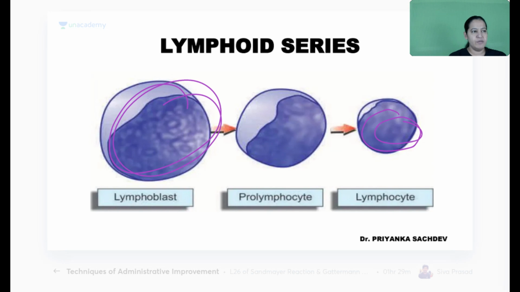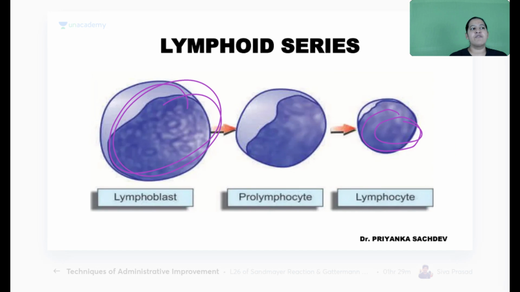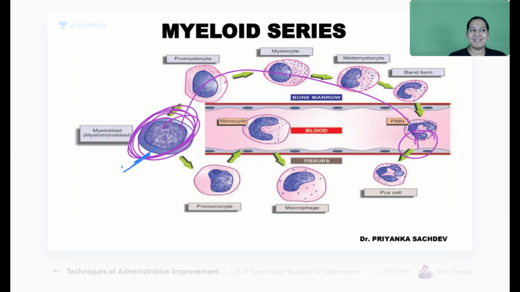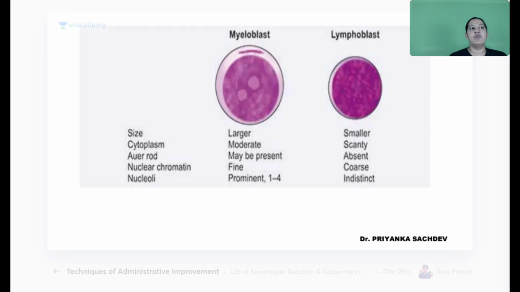It is forming lymphocyte. You will see, ma'am, how we will identify in the image whether it is a myeloblast or whether it is a lymphoblast. Both of them are looking the same. No, they are not the same. If you zoom out the image, you will see the difference.